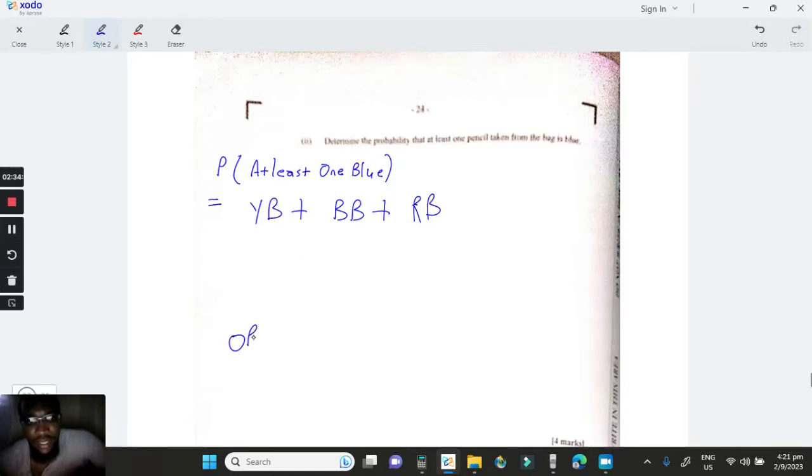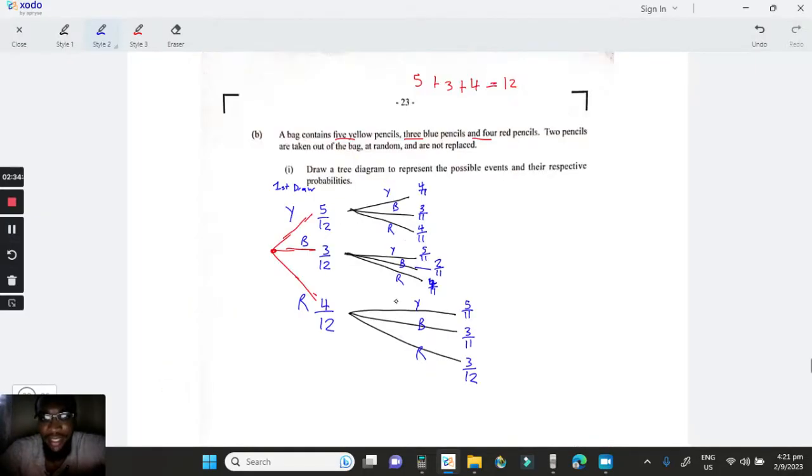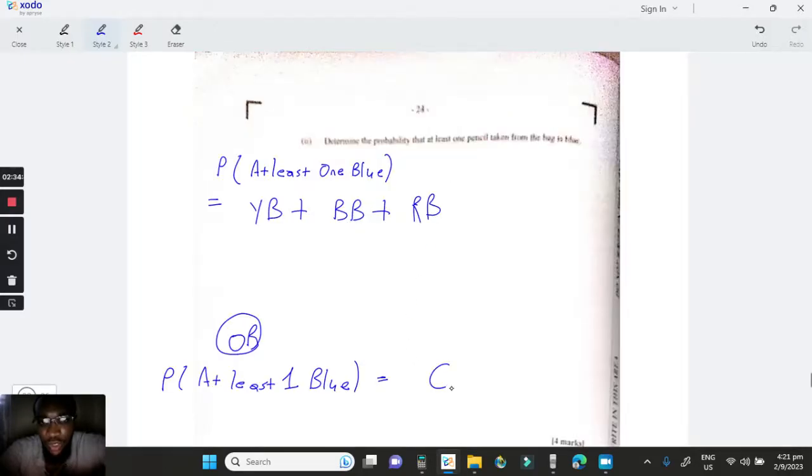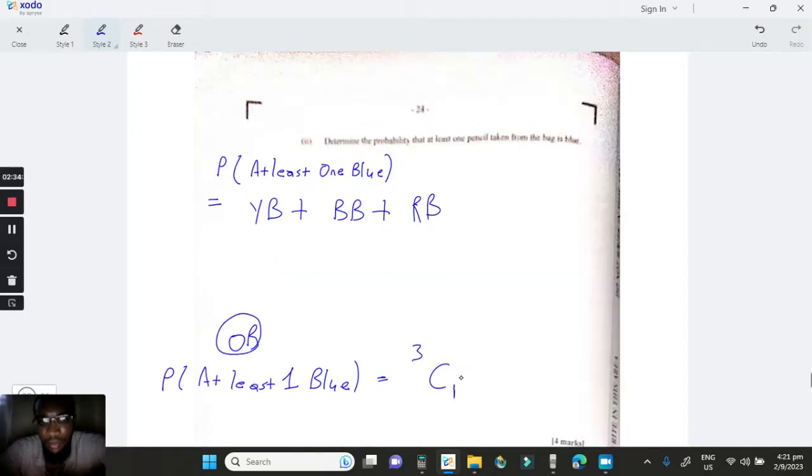An alternate way to do it, this is my preferred way then, if you get at least one blue, so the probability of at least one blue, you could have done it this way as well. That means the blue must be selected. You must choose one blue out of how many blues? Three. You must choose one blue out of three. And then the remaining nine, you can choose any one, divided by you choosing 2 from 12. So that will give you at least one blue.